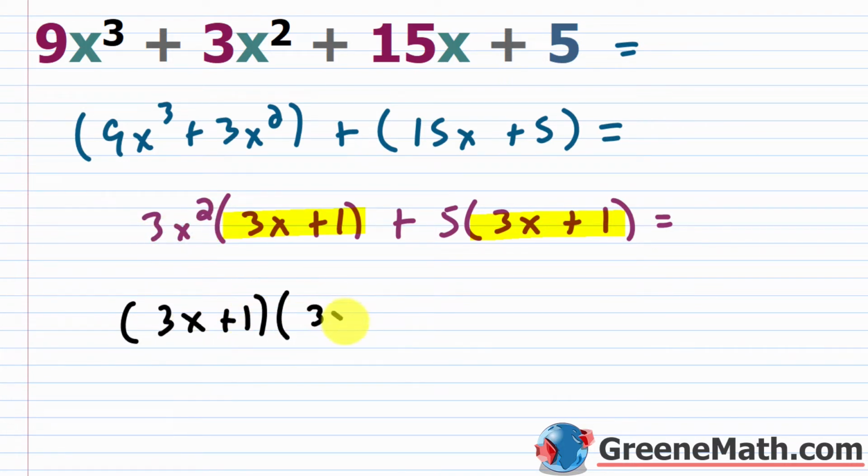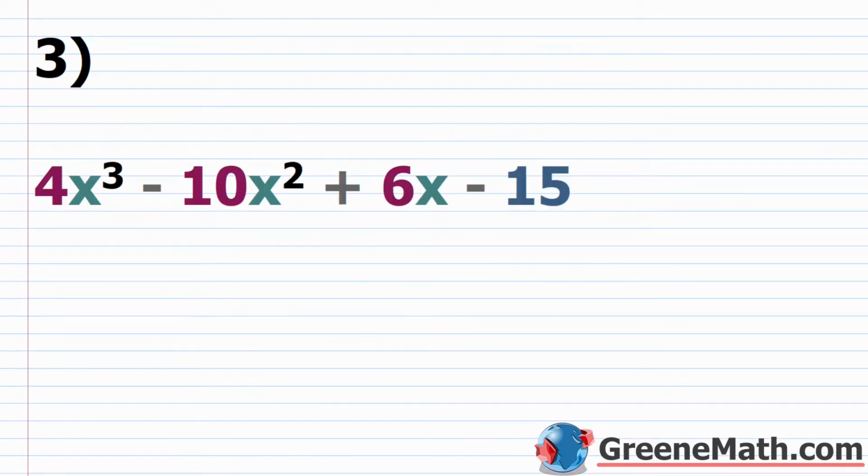The 3x squared plus the 5. Always check for additional factoring. You don't have any. So my answer is the quantity 3x plus 1 times the quantity 3x squared plus 5. Okay, let's look at problem number 3.